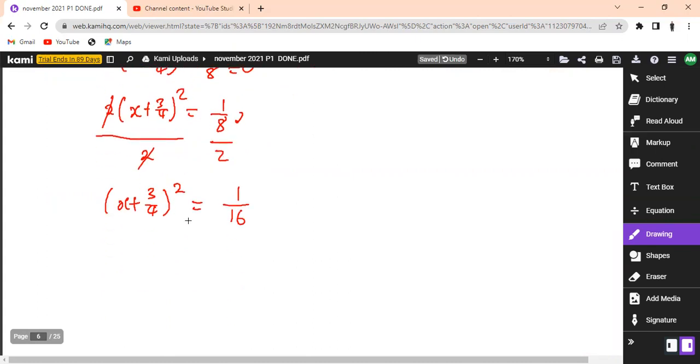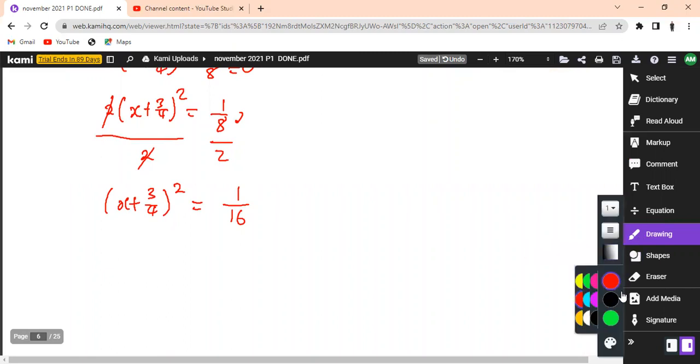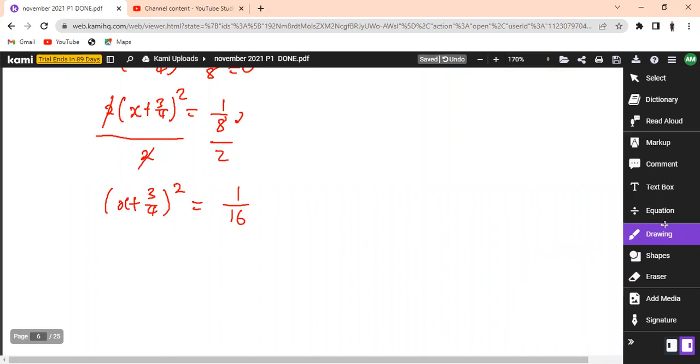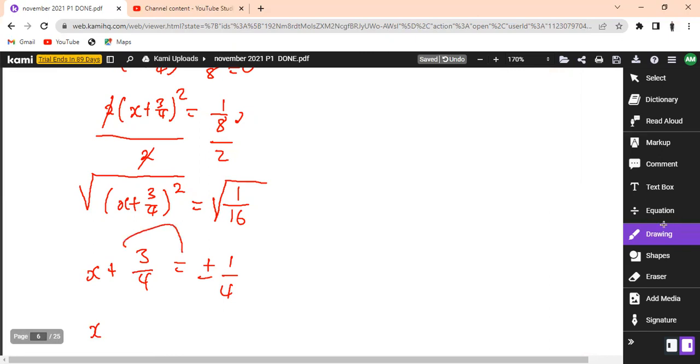And I have to get rid of the square, and take note, whenever you're given a square, introduce your square root on both sides. So this is a square root. Sorry, I didn't change the marker. So the square root here gives x plus 3 over 4, which is equivalent to, remember, the square root of any number is plus or minus, 1 over 4. All right, then let's transpose this to the other side of the equation. It's going to be x equals negative 3 over 4 plus or minus 1 over 4.